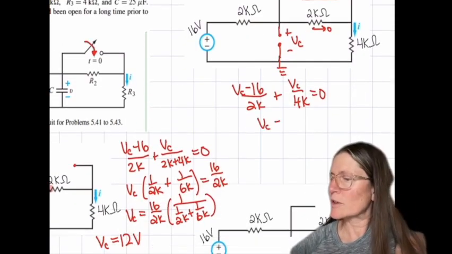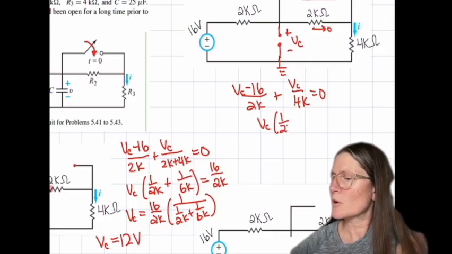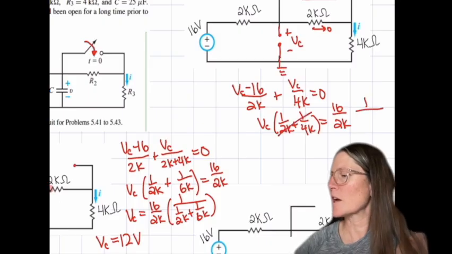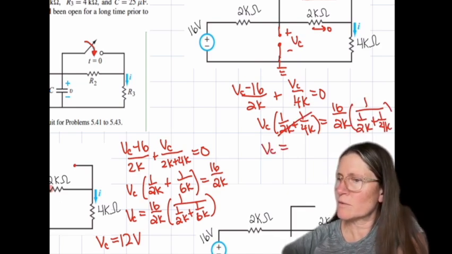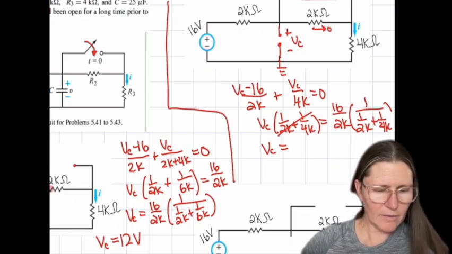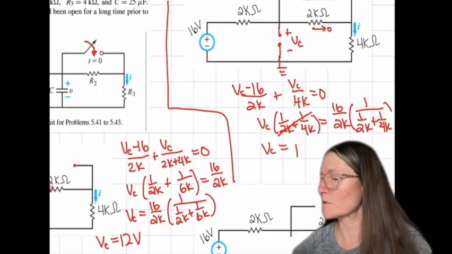So now solving this, we get 1 over 2K plus 1 over 4K is equal to 16 over 2K. And then we can divide by this, and this gives us a VC value, and this gives a final value of 10.67 volts.